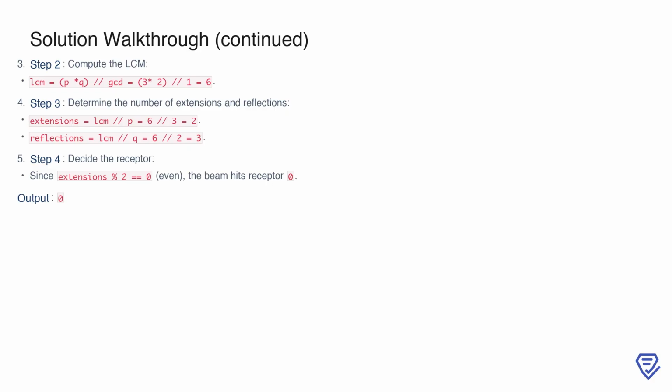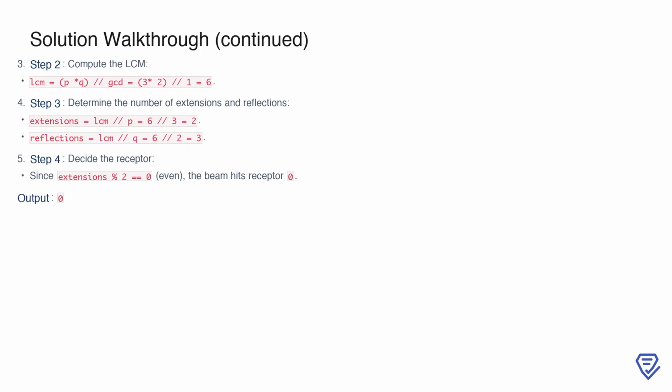If the extensions count is even, the beam ends up at receptor 0, which is at the bottom right corner. Here, extensions are 2, which is even. Therefore, the beam hits receptor 0. The output for this example is receptor 0.